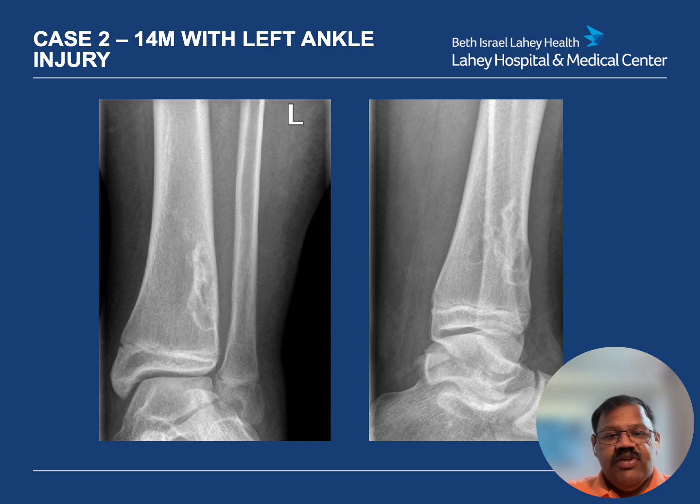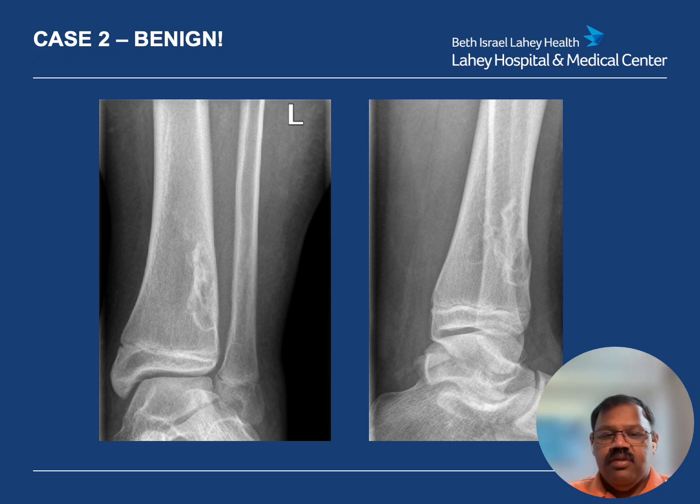So the next case here is a 14-year-old young male with a left ankle injury. He was playing football and twisted his ankle and started experiencing some ankle pain and was noted to have these radiographs. Again, AP and lateral view. Benign or malignant? Good job, it's benign. As you can see, there is a sclerotic border.